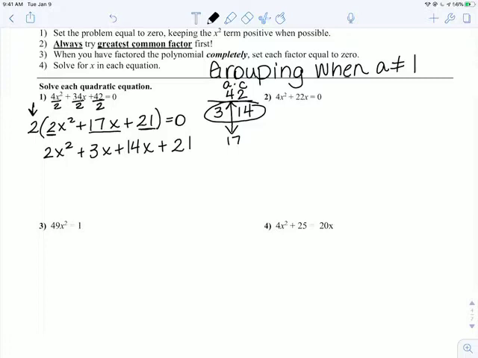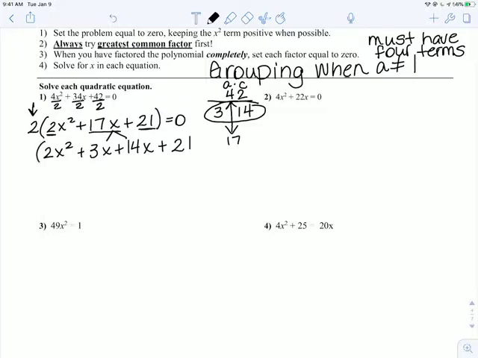The reason I'm doing this is because grouping only works when you have 4 terms. So we might want to make a note over here where I talked about grouping and say that you must have 4 terms. So what I was trying to do was basically take that one middle term and write it as 2 separate terms that add up to be the middle term.